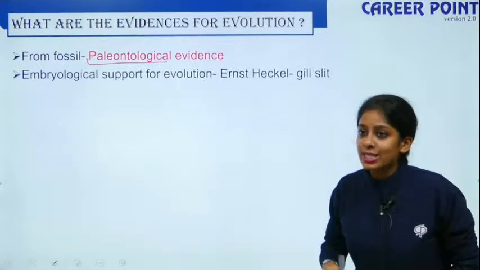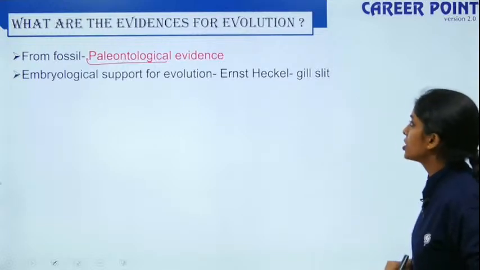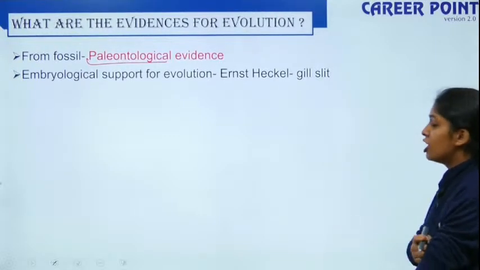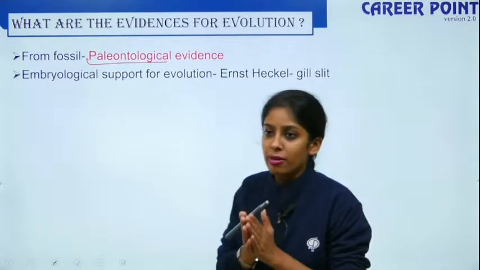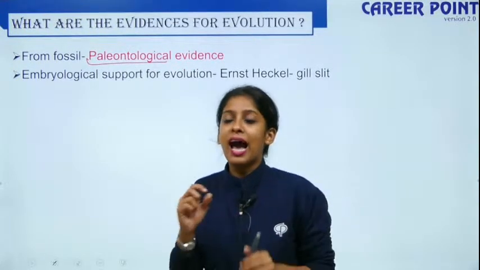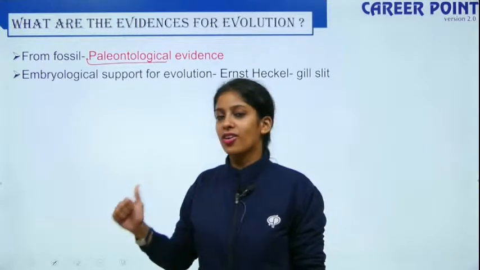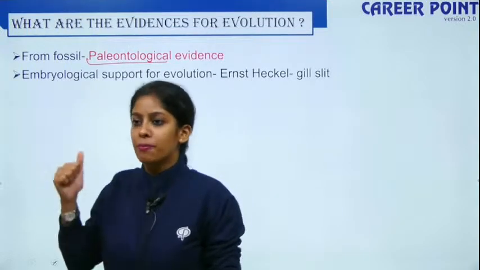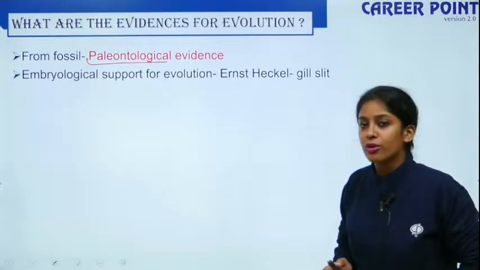Okay, the next one is embryological support for evolution. This was given by Ernst Haeckel. He said all the living organisms during their development as an embryo have gill slits. But this was overruled because we higher organisms do not develop gill slits, right? This was also one support, but we slowly ruled this off.